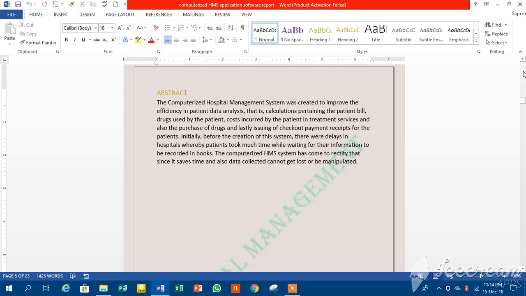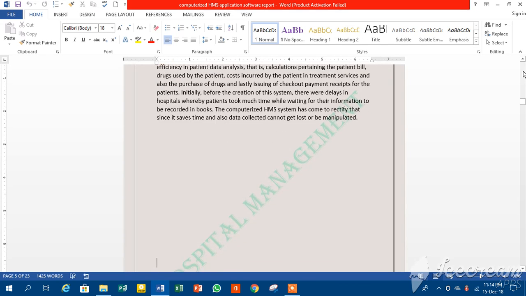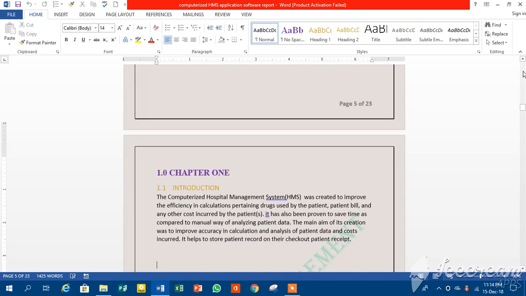the abstract, for example, says that the computerized hospital management system was created to improve the efficiency in patient data analysis, that is, calculations pertaining to the patient bill, drugs used by the patient, costs incurred by the patient in treatment services, and also the purchase of drugs, and lastly, issuing of checkout payment receipts for the patients.